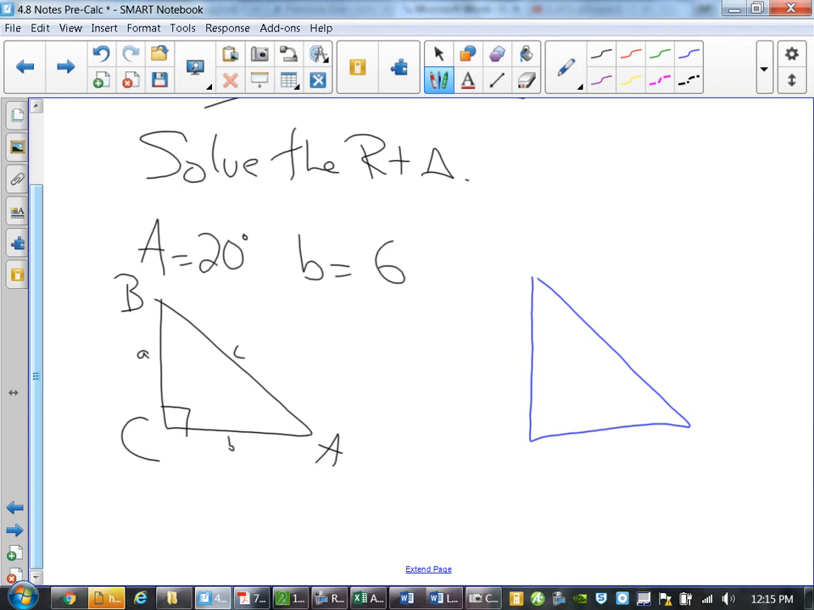So if I'm doing this then, this is 20, right angle, and I know little b is 6. So I have to find little a, little c, and big B. What's the easiest thing to find first? Angle B. What is that? 90 and 20. 70. Okay. And now I need to find side lengths. And when I'm finding side lengths, I'm going to use good old-fashioned SOHCAHTOA.